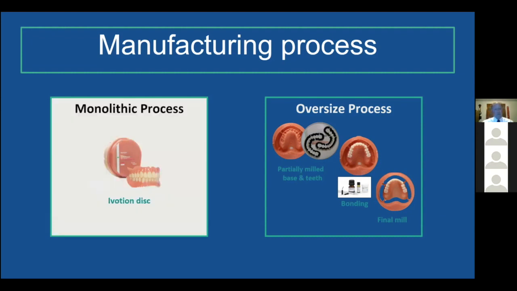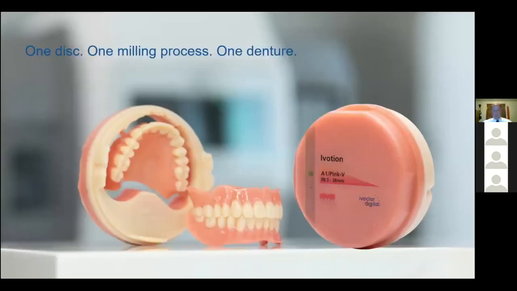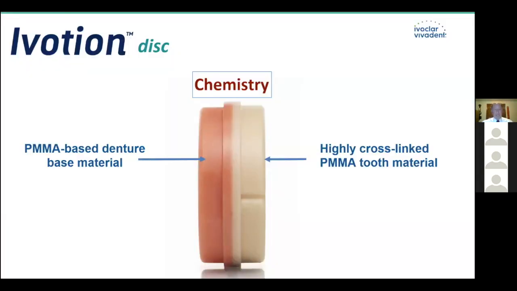So what is this monolithic process? What is this Ivosian disc? Well, it's one disc, and as Rob mentioned, it's got teeth and tissue. So your first thought is, it's one disc, one milling process, one denture from one disc. At first glance, you're going to say, oh, what's the big deal? They glued half of a tooth-colored disc and half of a denture-base disc together. I assure you, it's much more than that.